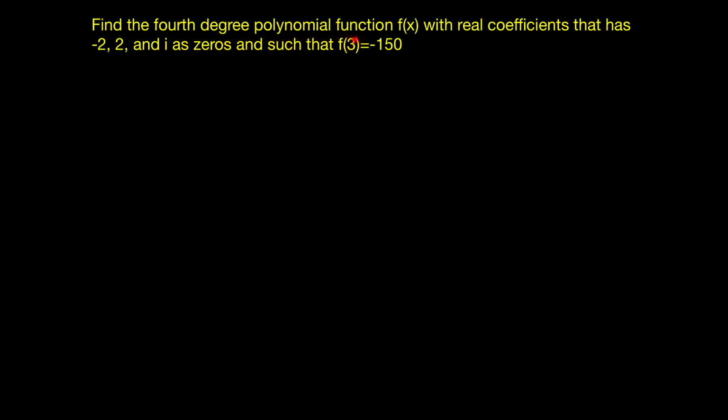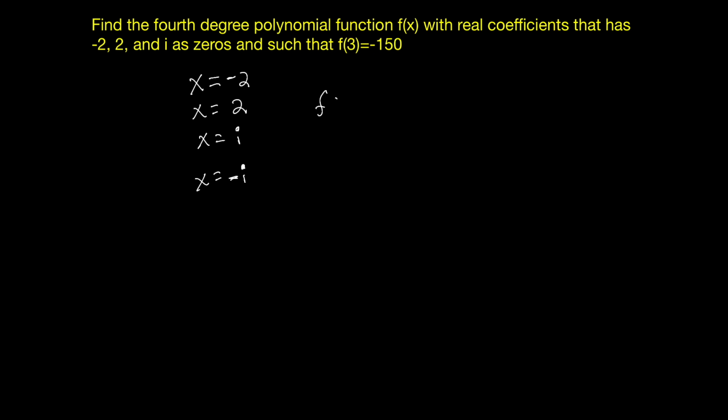Find the fourth degree polynomial function with real coefficients that has -2, +2, and i as zeros, such that f of 3 is equal to -150. Okay, so this problem tells me that my function has to be 0 at -2, at +2, and at i. And because complex zeros come in conjugate pairs, this function also needs to be 0 at x equal to -i. Now I have another condition, and that condition is that f of 3 is equal to -150.